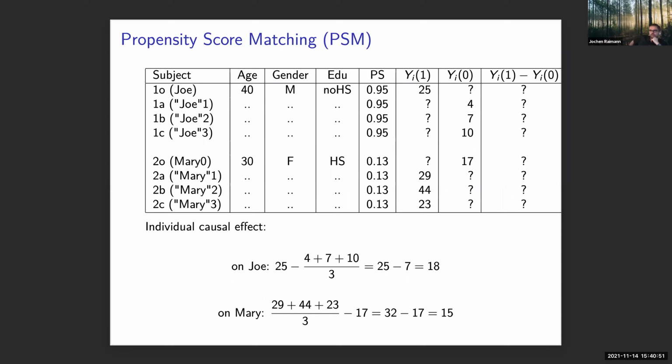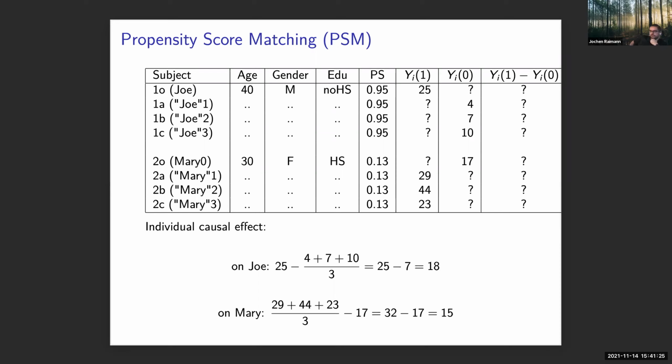Okay, so we have 1O has the outcome. This is Joe. Then we have 2O, that's Mary 0. Then we have Joe 1, Joe 2, Joe 3. And we're matching now. We're matching people that do not have the exposure, the YI0, based on their propensity score, so which is for all 4 Joes, 0.95. So this is the probability to be in the homeless group.